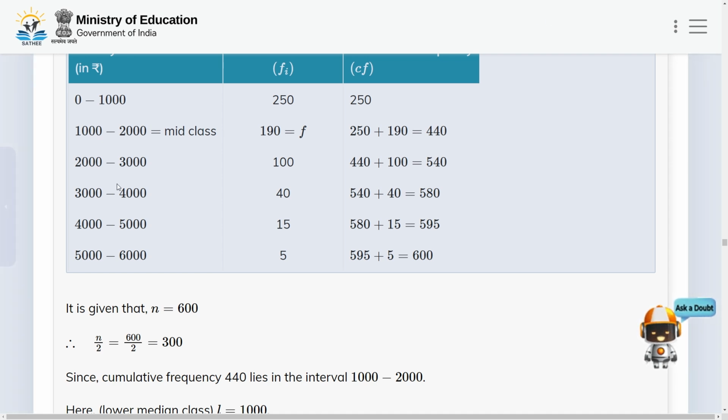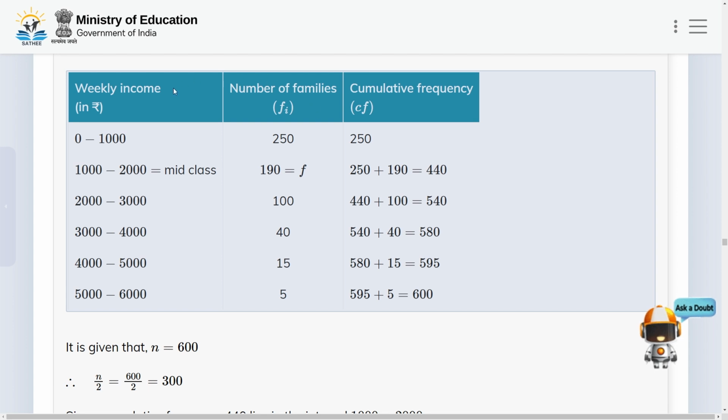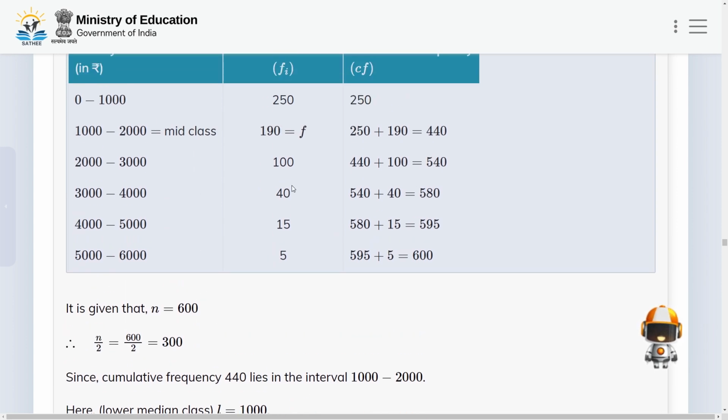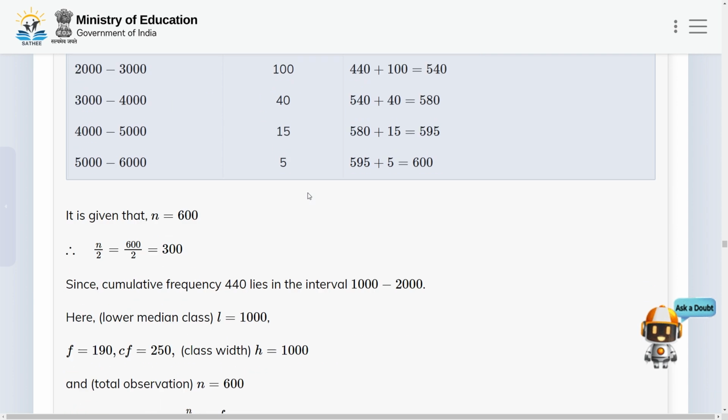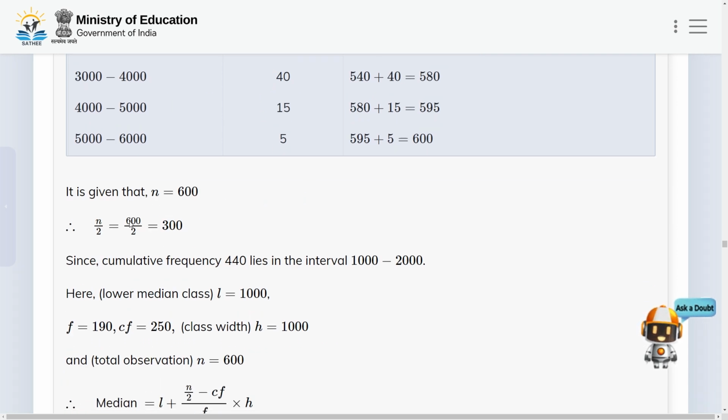For the class 4000 to 5000, the number of families is 15, and the cumulative frequency CF is 580 plus 15, that is equal to 595. And for the class 5000 to 6000, the number of families is 5, and the cumulative frequency is 595 plus 5, that is equal to 600. Okay, so this is the cumulative frequency table, and from this table the total frequency N is equal to 600, and therefore N by 2 is equal to 600 by 2, that is equal to 300.